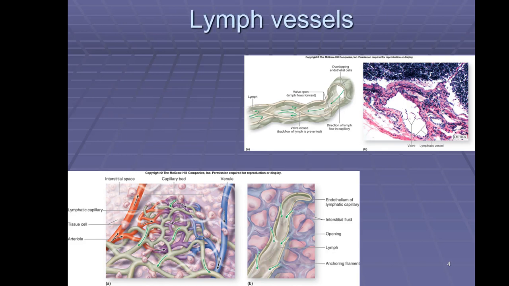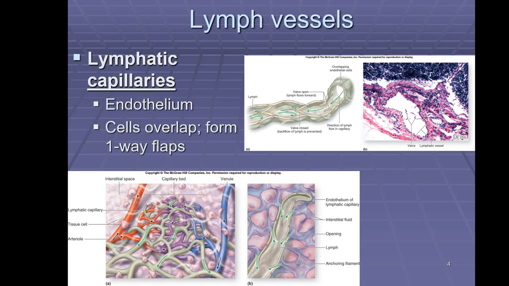Starting at the smallest vessels, we have lymphatic capillaries. You can see from this picture here that the lymphatic capillaries are in green, and the systemic circulation vessels are shown in red and blue. So this would be a systemic artery, this is a systemic vein, here's your normal capillary bed. You can see these lymphatic capillaries are intertwined with the normal capillaries of the cardiovascular system, right next to them.